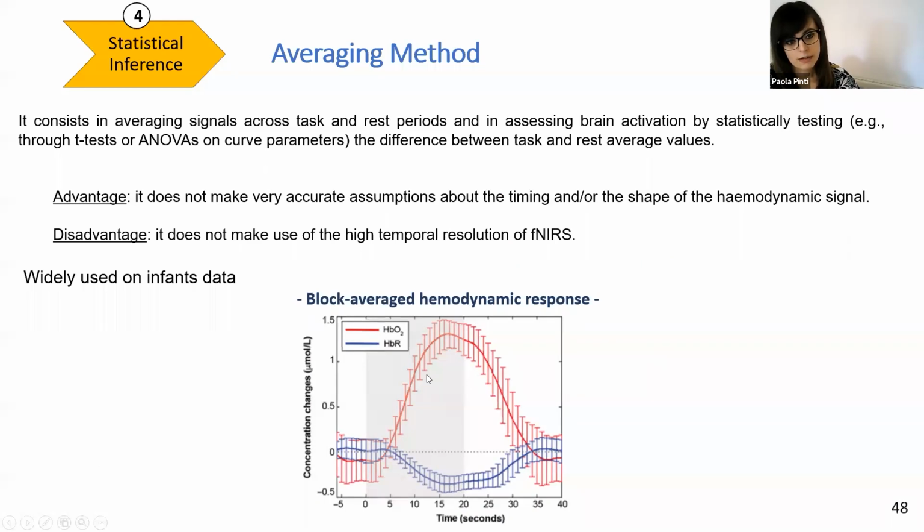As I said, this method is quite easy to use. Also, it is very common for infant and toddler data analysis because you don't have to make any a priori assumption on the shape of the hemodynamic response. This is very useful because we don't have this information for infants yet. However, we basically restrict the analysis to a shorter version of the fNIRS signal instead of using the whole time series for our hypothesis testing.